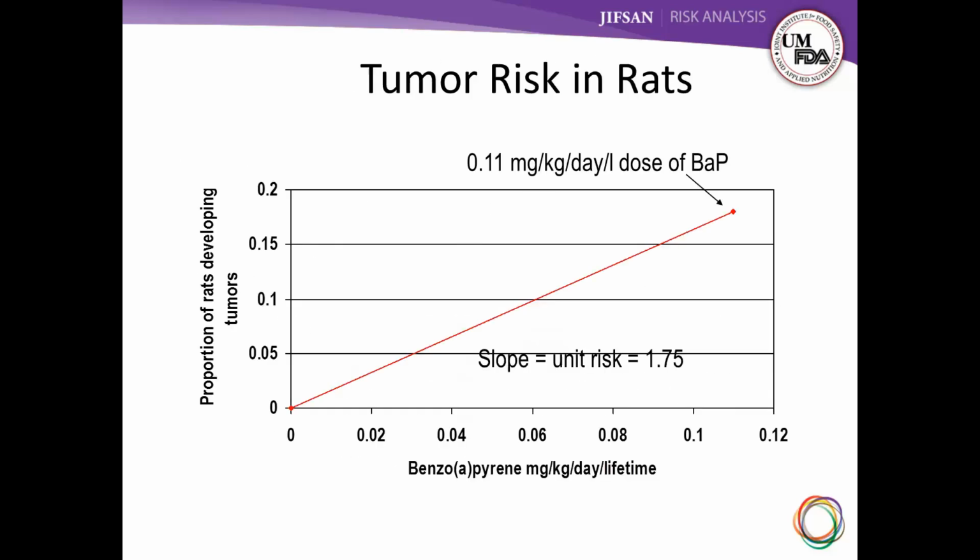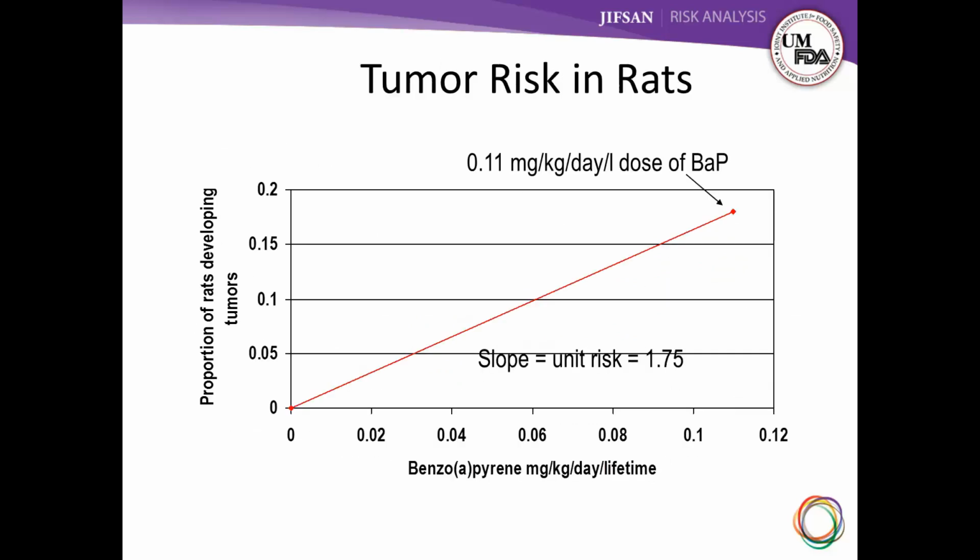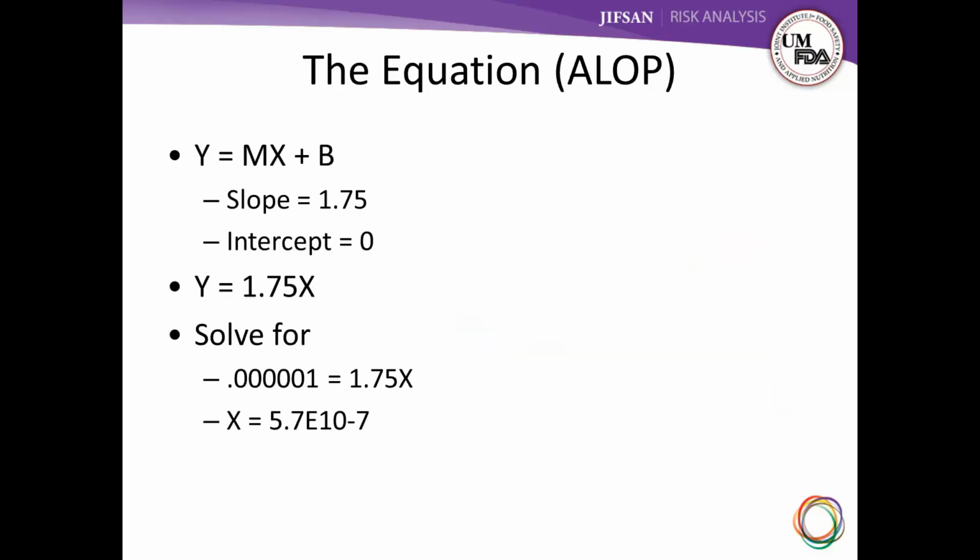So back to here. What we would like to know then is what's an acceptable level of protection. This is where the 1 in a million comes in. So let me come on back here. What we want is the equation for this line. Now you may or may not remember the equation for a straight line is y = mx + b. So the slope is 1.75, that's the unit risk. The intercept was 0, so the equation becomes y = 1.75 times x.